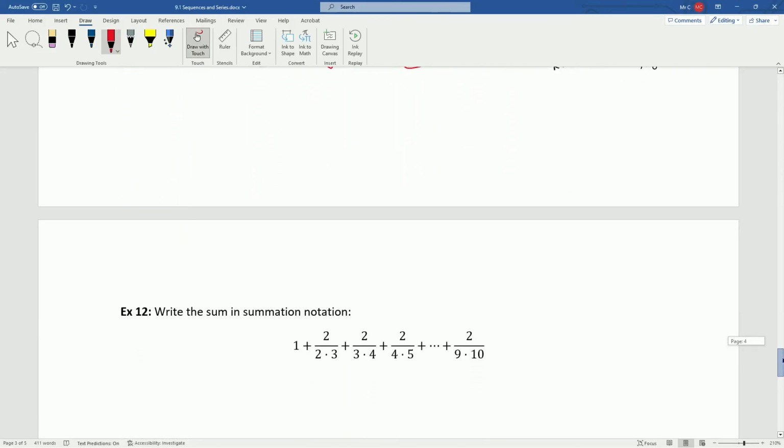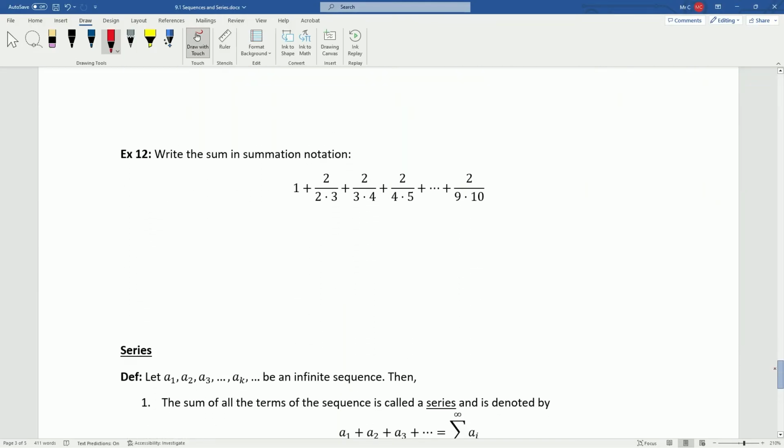All right, so let's go ahead and do an example of writing a sum in summation notation. The idea here is basically exactly the same as what we've been doing, but sometimes you get something a little tricky in your expressions.